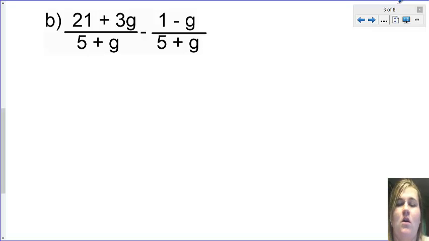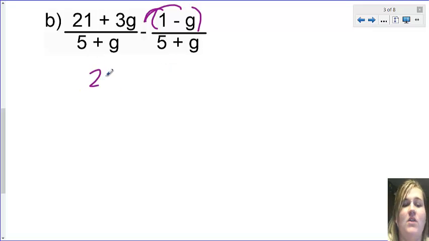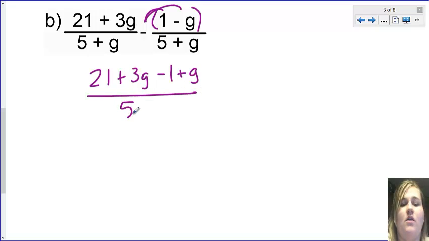On B, this one is a little bit trickier because we're subtracting, and we're not just subtracting one, we're subtracting this whole quantity here, okay? Which means I'm going to have to distribute that negative over. So what I actually have is 21 plus 3g minus 1, negative negative gives me a positive g, all over 5 plus g, because it's a common denominator, and the denominator does not change when I'm adding or subtracting fractions.